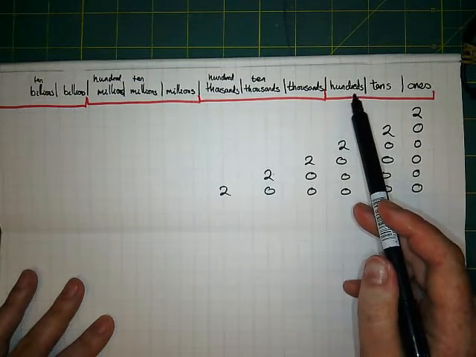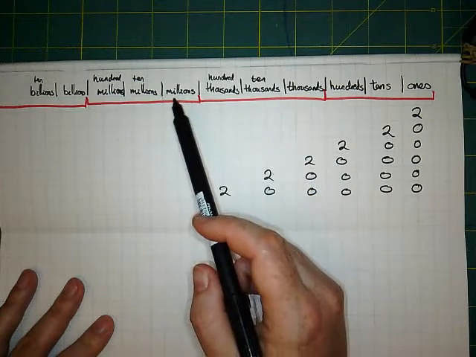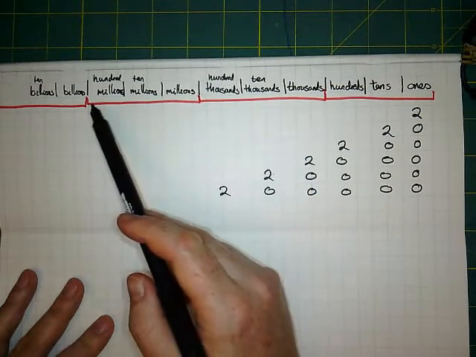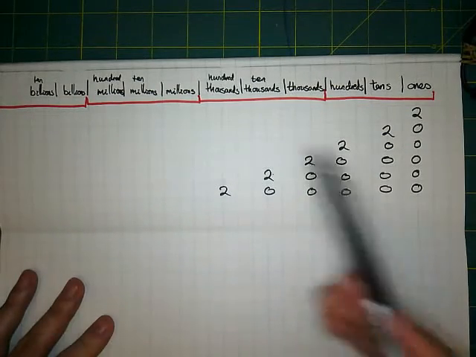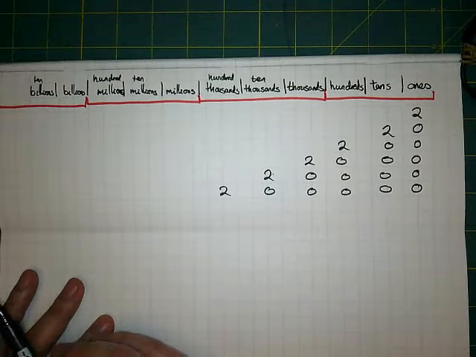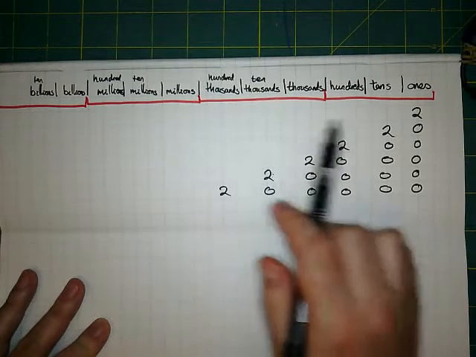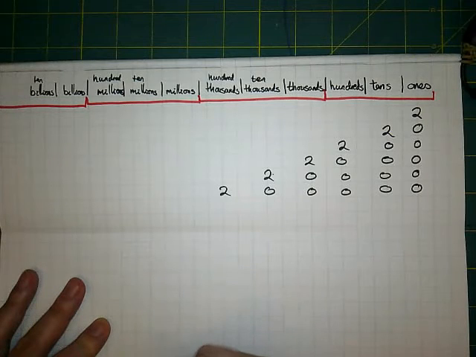Ones, tens, hundreds. 1,000s, 10,000s, 100,000s. 1 million, 10 millions, 100 millions, 1 billion, 10 billions, 100 billions, always following the same pattern. And all you've got to do is look at where it lies. So what I want you to do is I want you to make up a number, say it to your partner, and see if they can write it down.